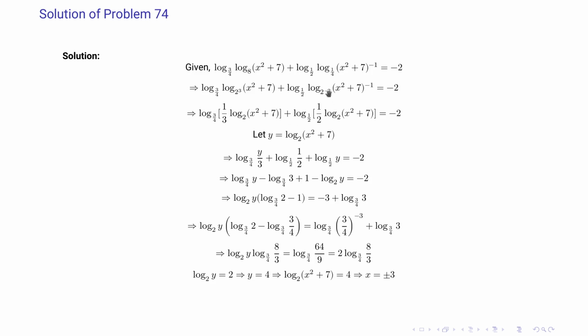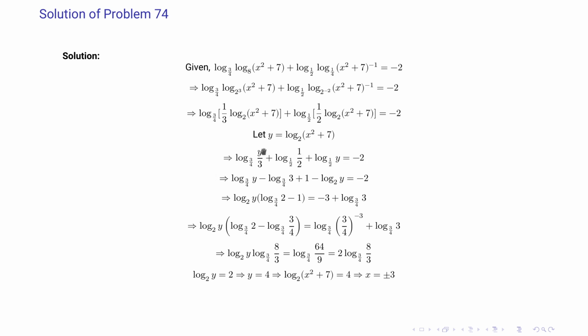Here we bring out this, this 1 by 4 is written in the form of 2. So this minus 2, when it is brought out, we remove the power of minus 1, and then we have this. So after this, we let y equal to log of x square plus 7 with base 2. So the left hand side is log of y by 3 with base 3 by 4, plus log of half with base half. From here, this half plus log of y with base half is equal to minus 2. So log of half with base half is 1.